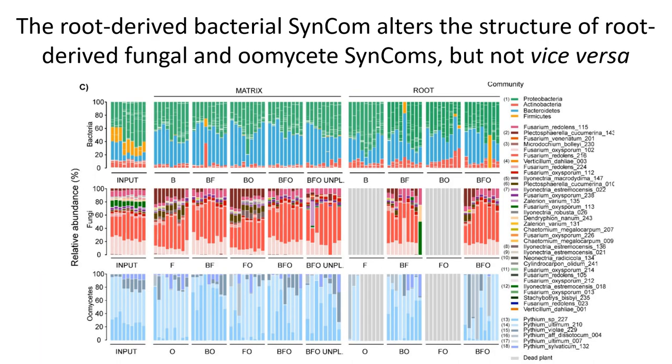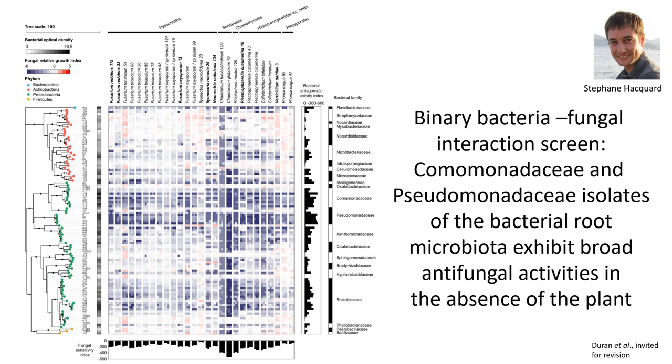When we look at the fungi, then it's really different. There's also, of course, a difference between input and output communities. This is fungal community alone. But now, when we add the bacteria to the fungi, already in the matrix, you can see a significant community shift of the fungi. Essentially, Plectosphaerella, Fusarium, and Ilyonectria strains really become outcompeted. So, in summary, the root-derived bacterial SynCom alters the structure of root-derived fungal and oomycete SynComs, but not vice versa. The bacterial community really alters fungal and oomycete communities, but not the other way around.